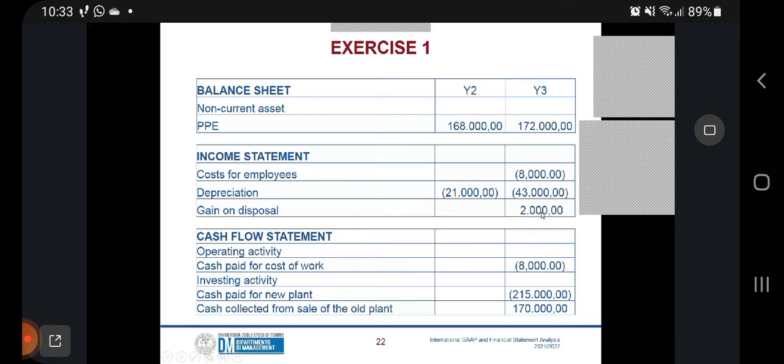When considering the cash flow statement, you have to pay attention just to the outflows. The first one is the payment of the training cost for employees. It is always related to the operating activity, namely the core business of the company, 8,000. For what concerns investing activities, there is the outflow of cash for the new investment, the new plant purchased during the third year by the company, 215. And then there is the cash collected from sale of the old plant, 170.